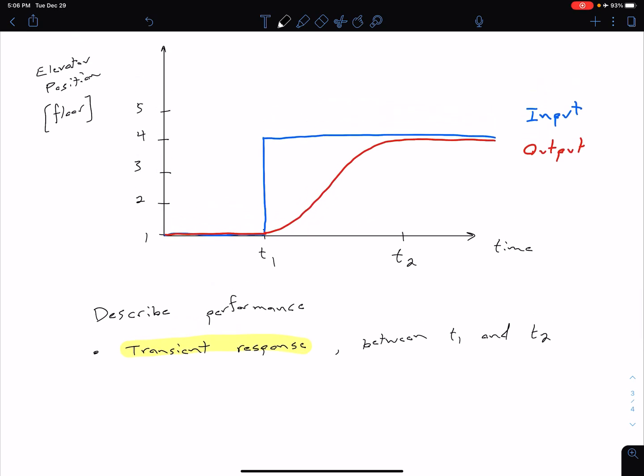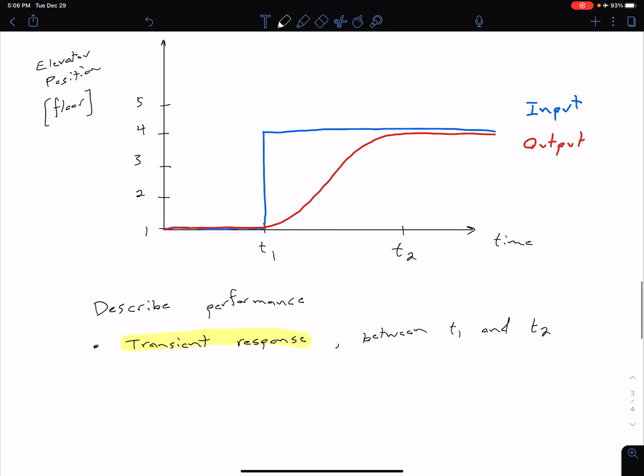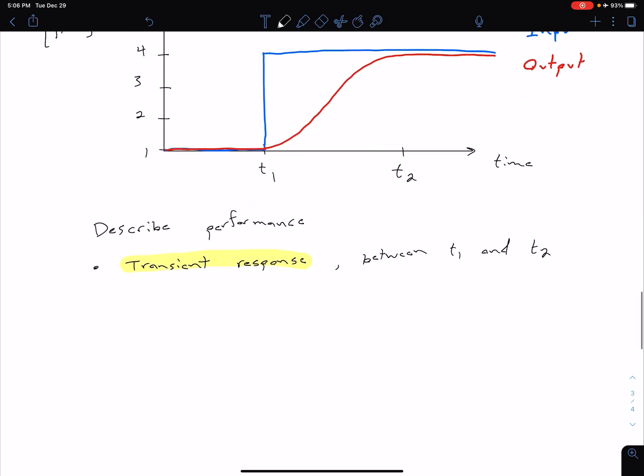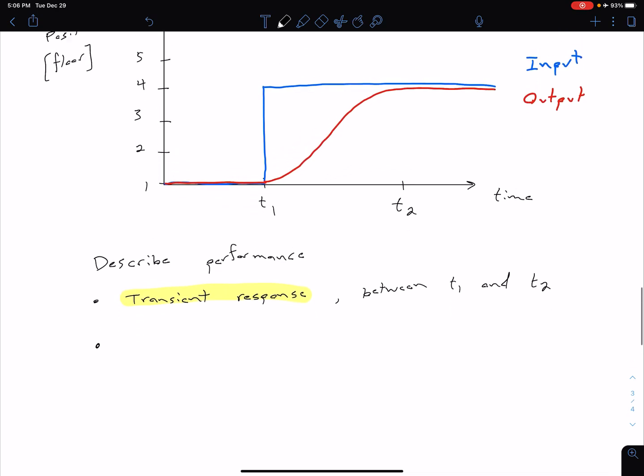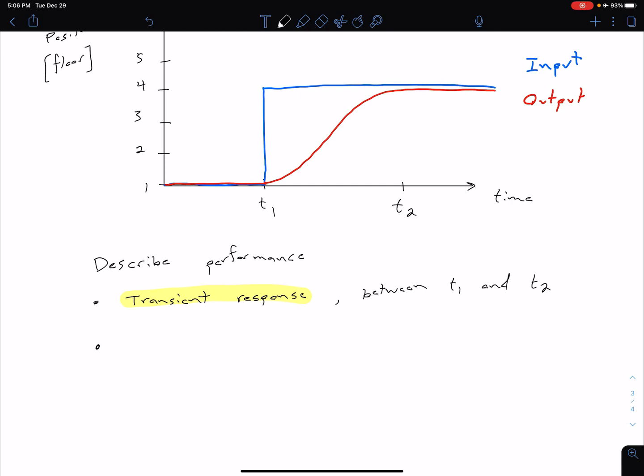Again, we're going to come back to these a little later on in the semester. But just to throw these names out now, this transient response can be critically damped, overdamped, or underdamped. Again, we'll come back to that later, but it's basically just describing the behavior of this curve in this transient region. The other main thing that we want to note when we're describing the performance of this system is our steady state error.